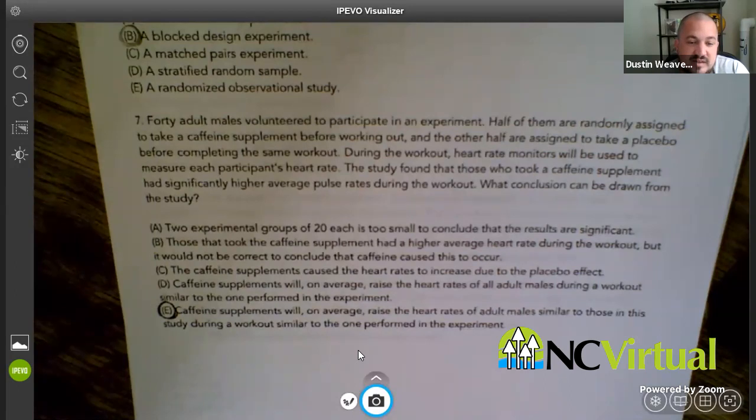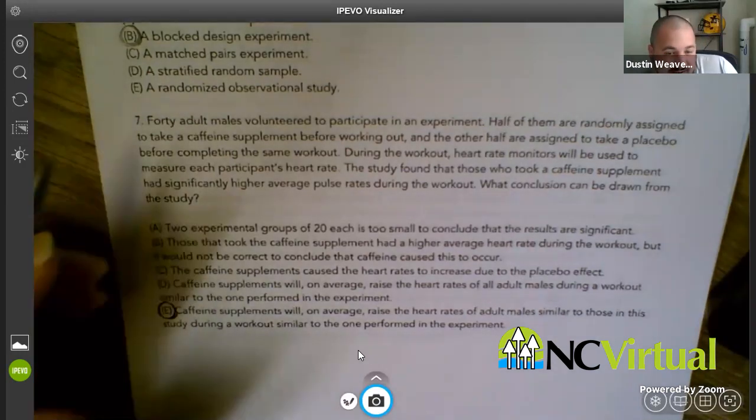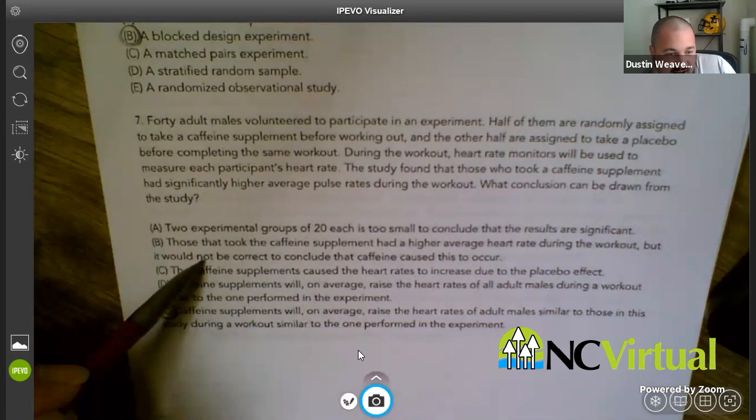C, the caffeine supplements cause the heart rates to increase due to the placebo effect. Well, the placebo effect means when you take a fake drug, you actually still feel the same experience. So people who thought they were taking a caffeine supplement would actually increase their heart rate. That would mean that the placebo group should have had a high heart rate too. And so C is not saying that.